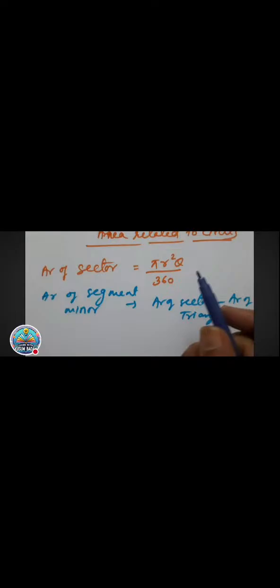major arc. So let's start out with the formulas, how to remember them. The first formula is related to area of sector, which is pi r square theta upon 360. Now the second formula is area of segment, that is minor segment. As I told, for segment we need to remove triangle out of sector. So the formula is area of sector minus area of triangle.